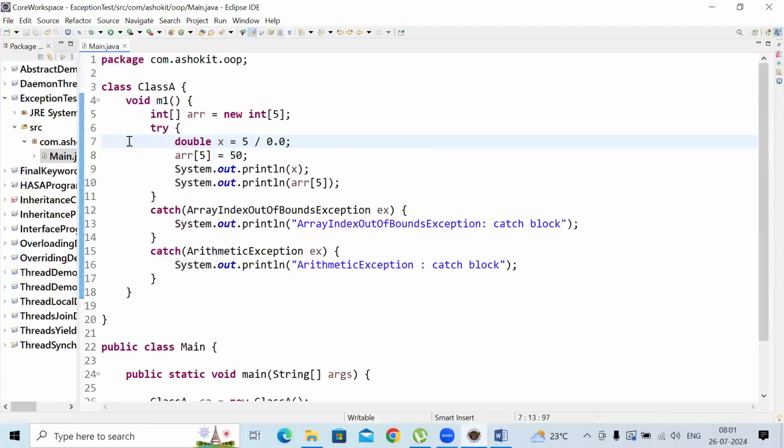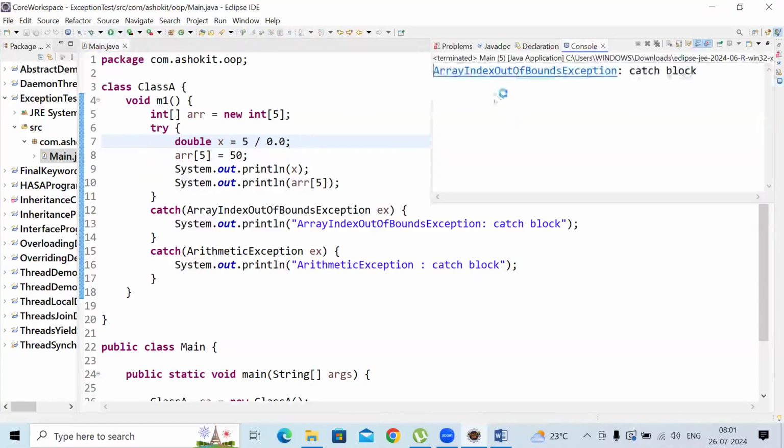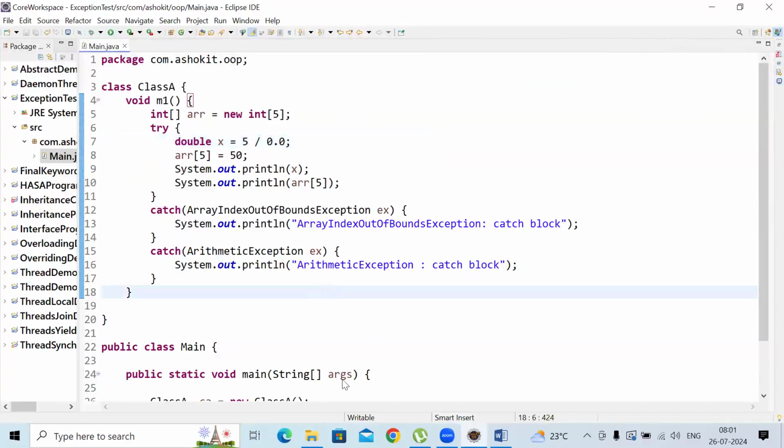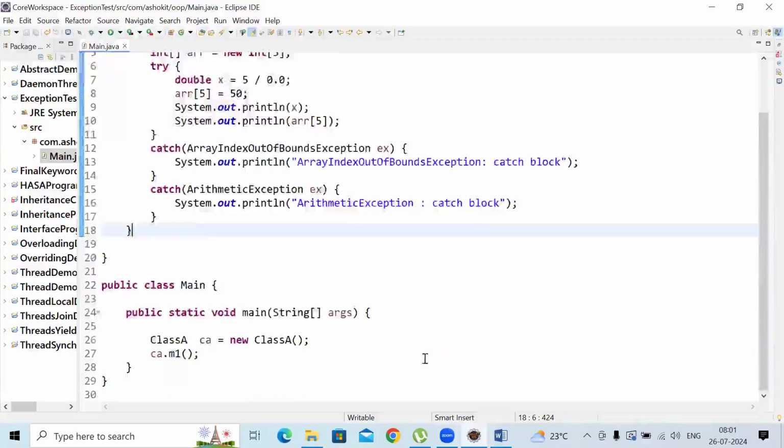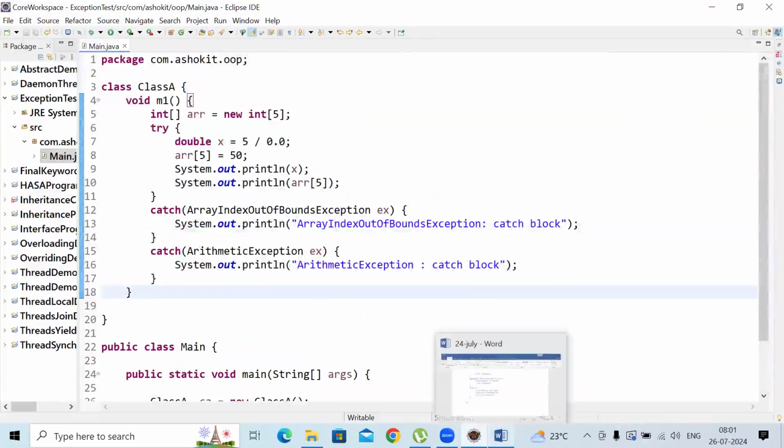Let's run this. See, we are getting the array index out of bounds exception catch block. These are all the points I have explained just now, but I need to write all these points and copy this code.